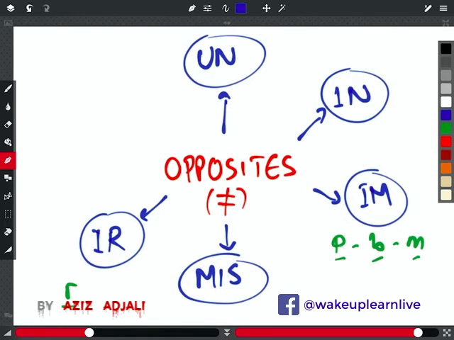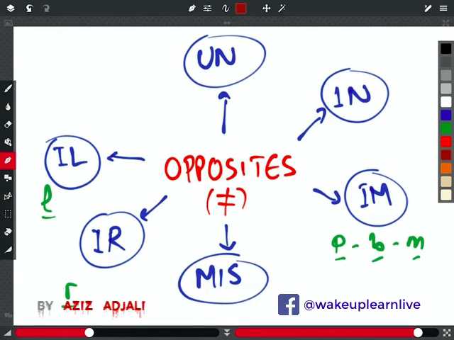Next we have il. il is also used with words that start with l. For example, legible, logical, legitimate, literate, all of these. We will say illiterate, illegitimate, illogical, illegible, all of that. So like that we obtain the opposite.